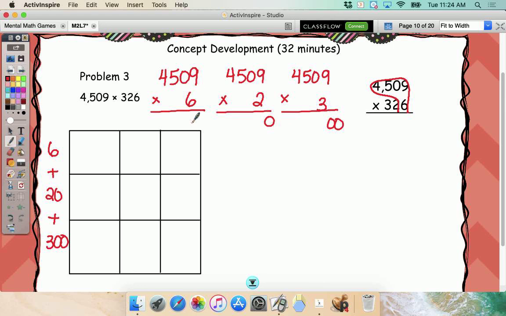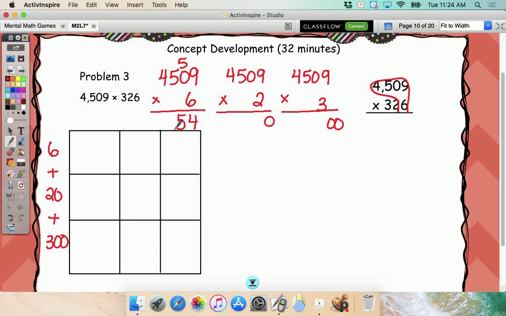Watch, I'll show you. 6 times 9, what is it? 54. Okay, so I'm going to regroup the 5 and write the 4. Wait a minute. 6 times 0 is 0. So I just get to write the 5. Everybody want to do that? Yeah. Okay, go ahead. Seems easier. Yeah, just do it right here for now.